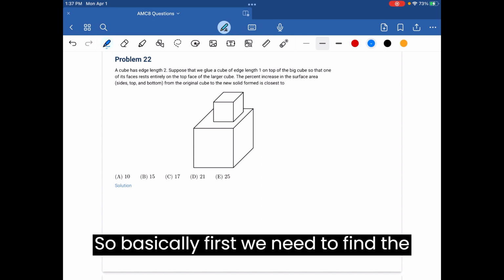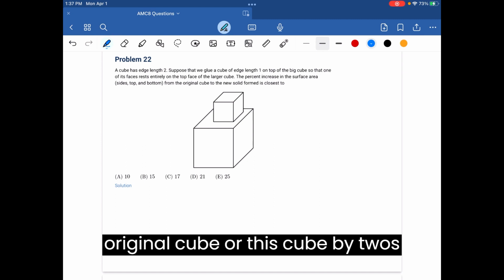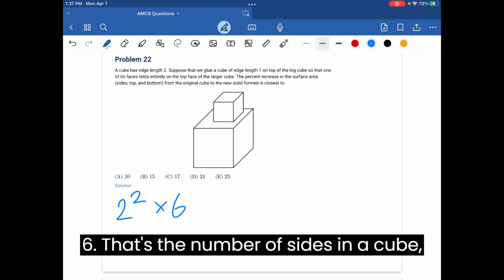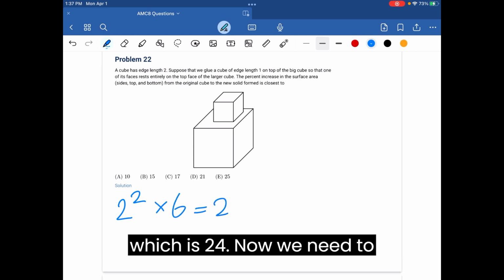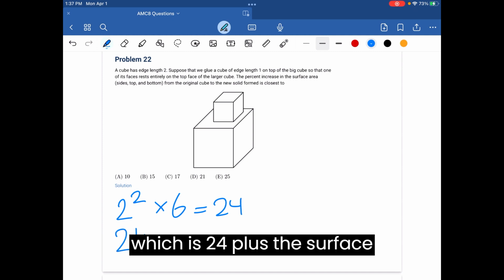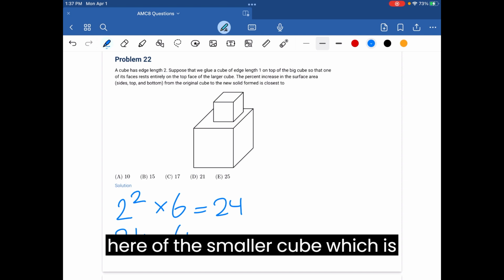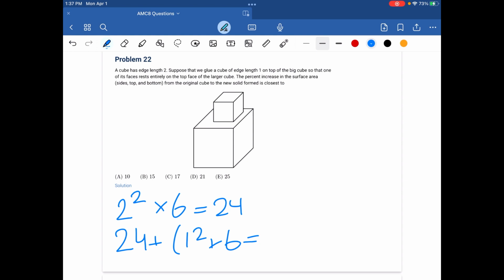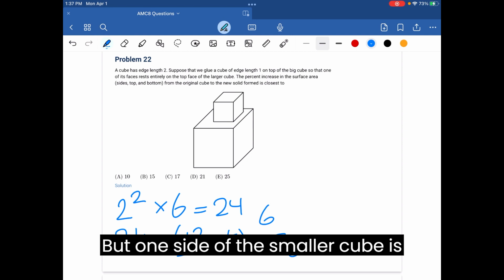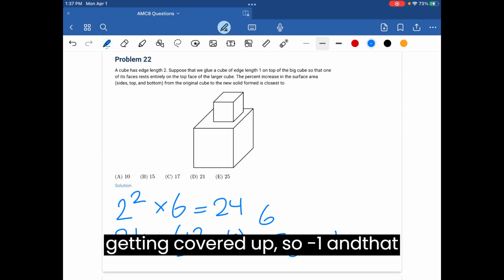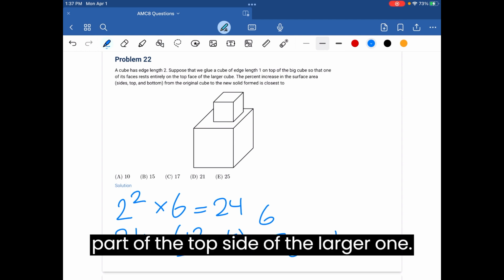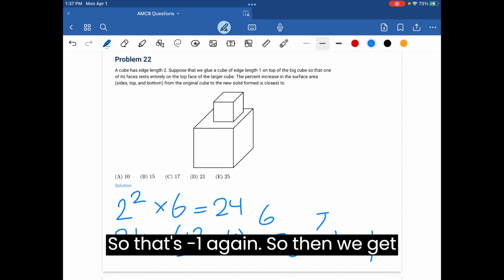So basically, first we need to find the original cube, or this 2x2's surface area, which is 2 squared, which is the area of one side, times 6. That's the number of sides in a cube, which is just 24. Now we need to find the surface area of the whole thing, which is 24, plus the surface area of the smaller cube, which is 1 squared times 6. Okay, and this is just 6, and this equals 30. But one side of the smaller cube is getting covered up, so minus 1. And that also covers up part of the top side of the larger one, so that's minus 1 again. So then we get 28.